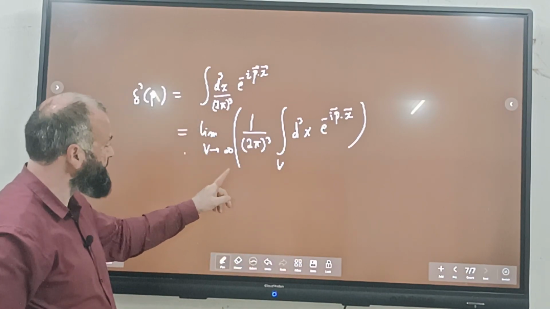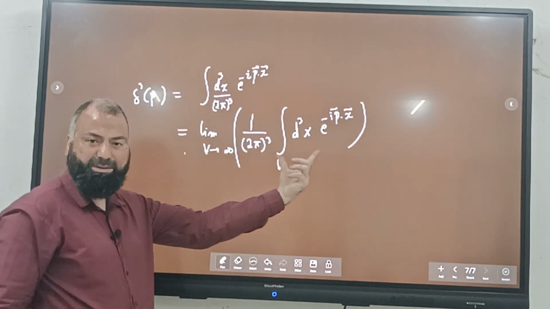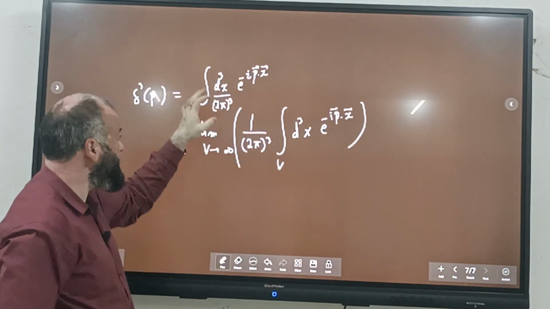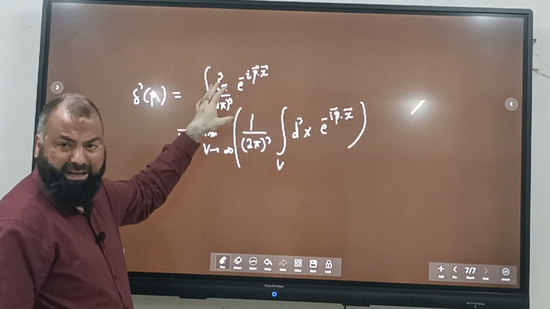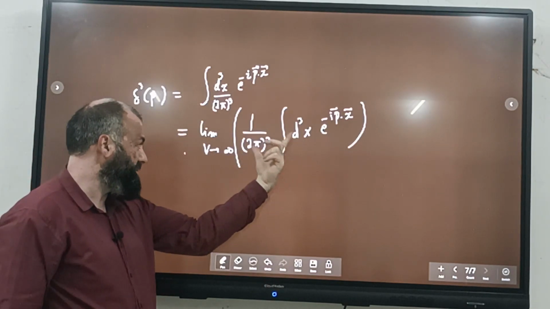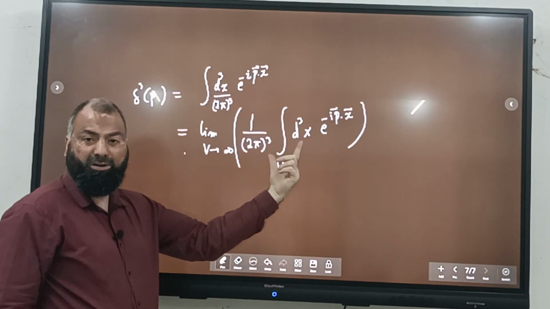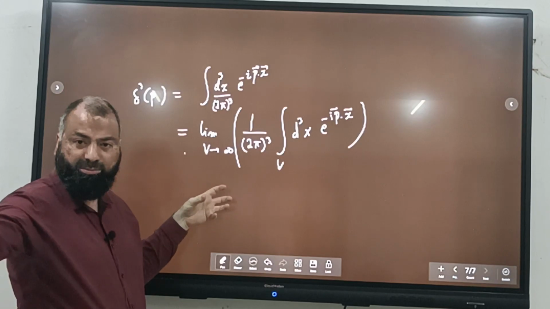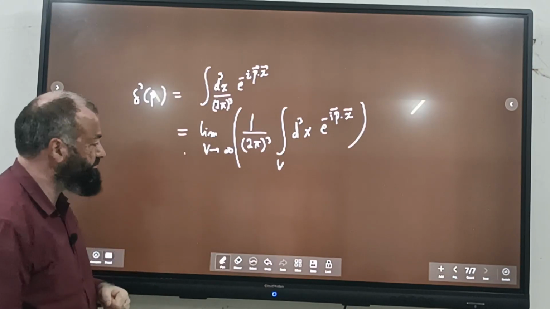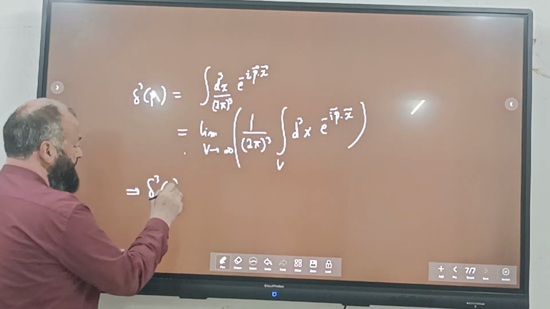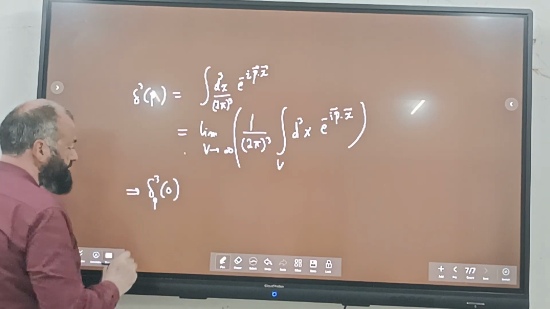Samajh aaya? At the end of the calculation, what will I do? I will first evaluate this very quantity, but at the end of the calculation, I will take V tends to infinity. Is it the same thing? This is the procedure of box normalization. You put it within a box, figure out the value of your given quantity, and then make the dimension of the box go to infinity.